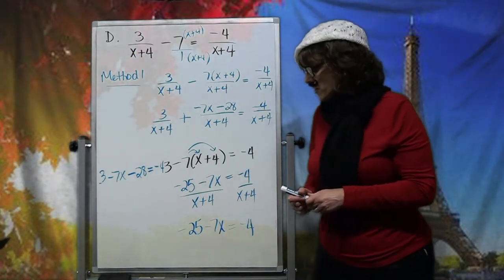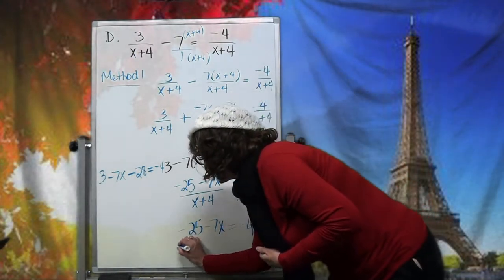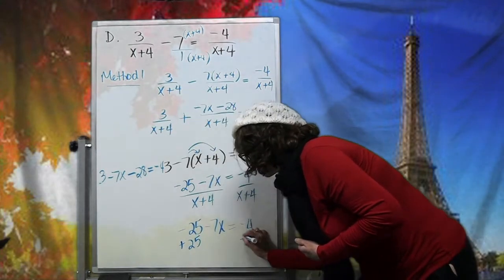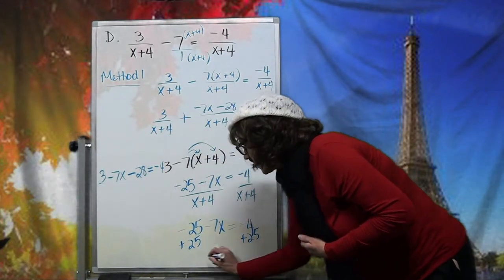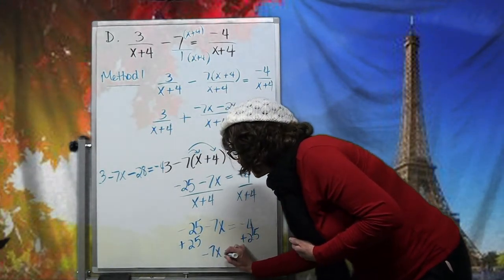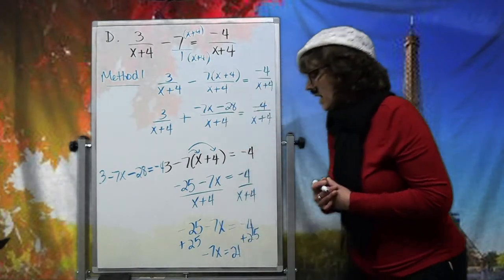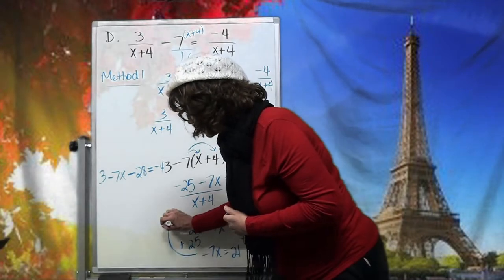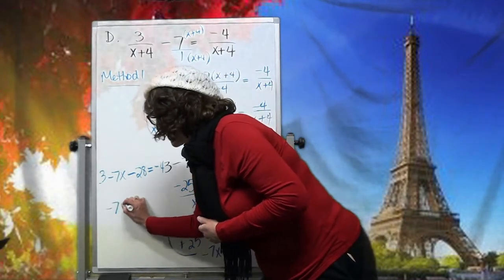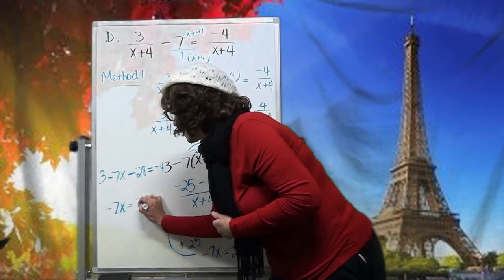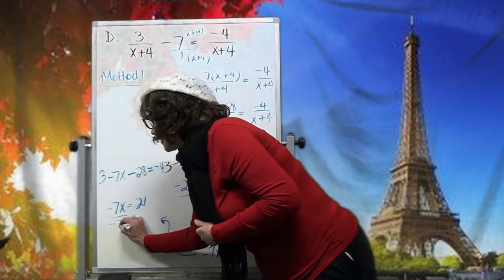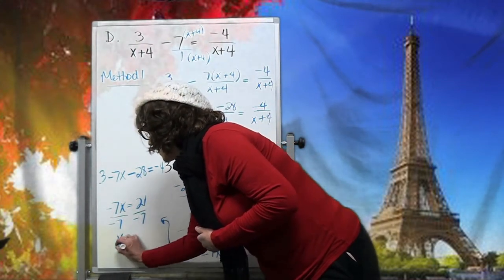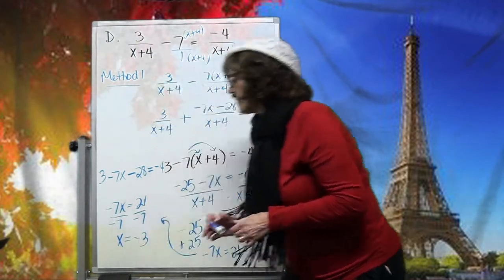Now, I can solve this equation by simply adding 25 to both sides. And that gives me negative 7x equal to 21. And I know that I'm going to go through and divide both sides by negative 7. I'm running out of room, so I'm going to slide that over here. Negative 7x equal to 21. I'm going to divide by negative 7. And that gives me x equal to negative 3.